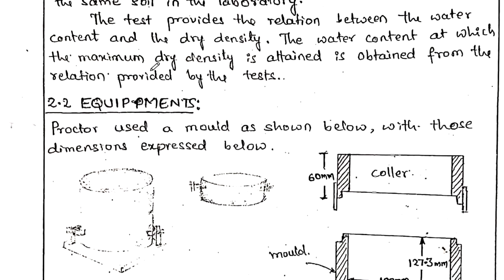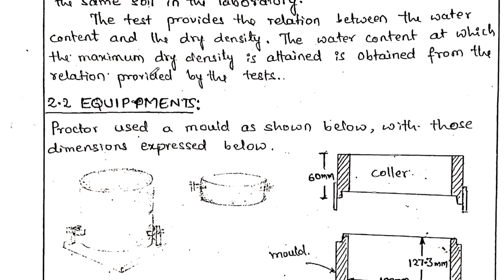Similarly, we go on increasing the water content until we reach the water content at which we can achieve the maximum compaction. Achieving the maximum compaction means achieving the maximum dry density. How can we identify it? Adding more water will cause the density to decrease. At that point we understand that we have reached the maximum dry density and the optimum moisture content.